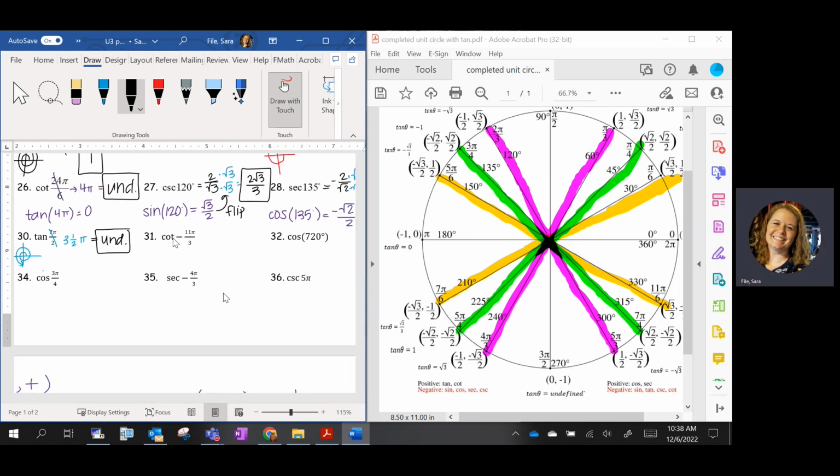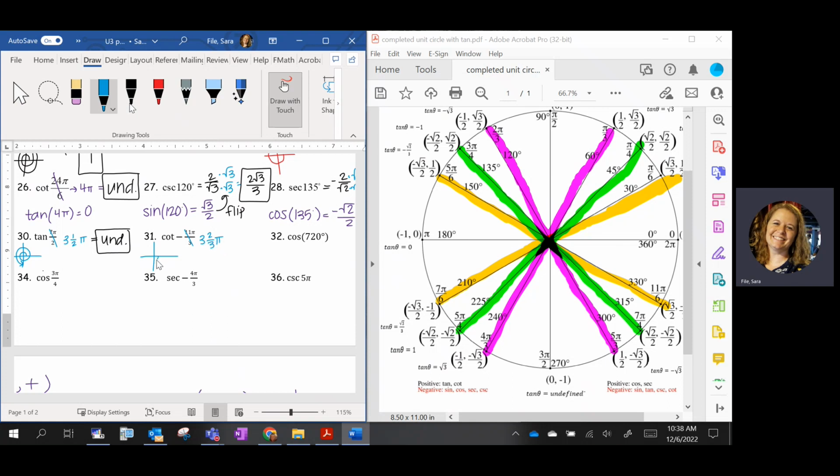Okay, 31 wants cotangent at negative 11 pi thirds. Okay, again, if it helps you change to a mixed number, do that. You do not have to, though, if you can understand counting with the improper fraction. Okay, so I could replace 11 thirds with 3 2/3. Y'all agree? 3 goes into 11 3 times to give me 9. So that would leave me 2 to get to 11. So I'm going to replace that. So we're going in the negative direction. 3 pi and then 2/3 pi more.